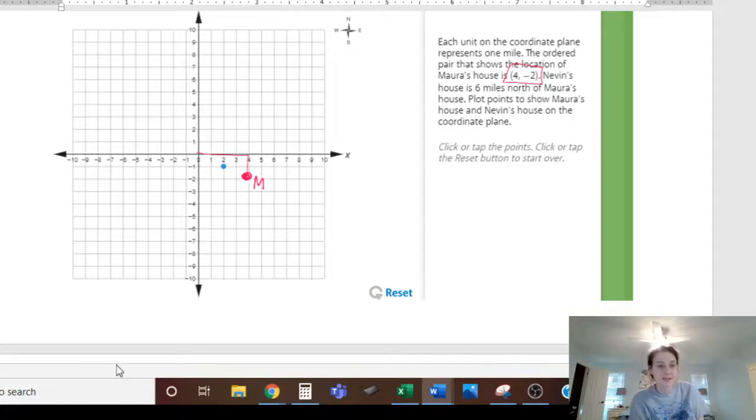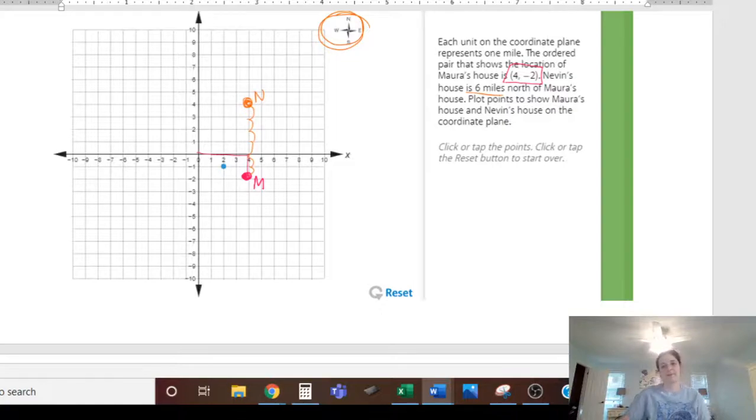Then it says Nevin's house, though. Nevin lives 6 miles north. Notice here that it gave you a compass. If you forget, I like "Never Eat Soggy Waffles." That's how I remember it. But it says it's 6 miles north. And it also told us that each space is 1 mile. So if each one is 1 mile and I need to go 6 miles, then I need to go 6 spaces north. North is up, so 1, 2, 3, 4, 5, 6. Here I could plot the point N for Nevin's house.